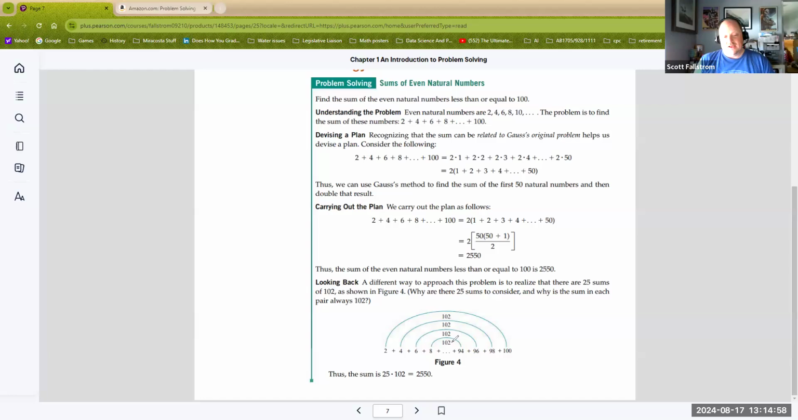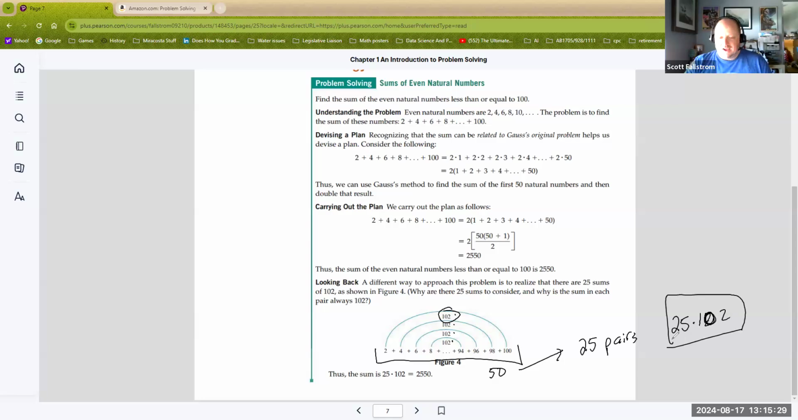So now you say, wait a minute, I have a whole bunch of these 102s. How many of them do I have? Well, I have 50 numbers here because we were going from 1 to 100, but now we're counting by twos. So it's going to be 50 numbers, but I'm pairing them up, which means I have 25 pairs. Done. 25 pairs. Every pair is 102, and I've got a way to get the answer pretty quickly. All right. There we go.